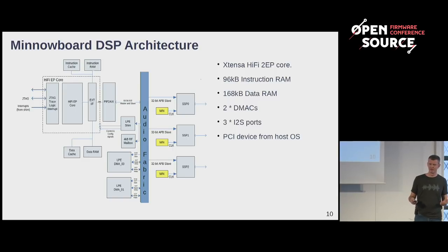So when you think about writing an application, when you say that to an application developer, 96K is too small for them. And even for Linux, you're never going to get Linux running on 96K of instruction RAM. So it meant starting a firmware from scratch, and also fitting into this 168K data RAM. You have to fit your audio buffers in there as well. That was quite a challenge, but I'll come to how we overcame that later.